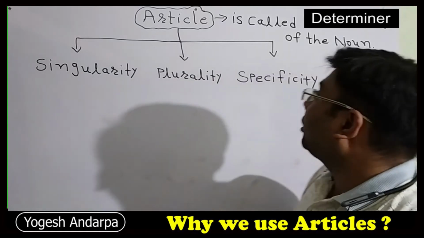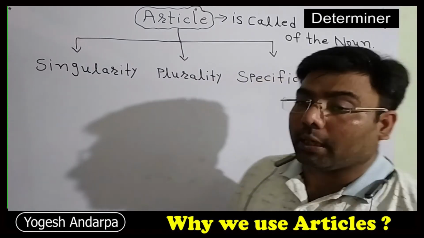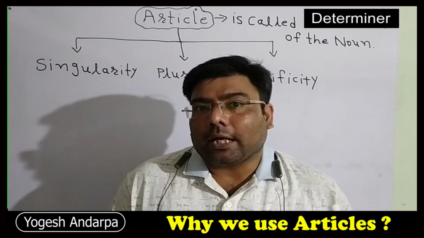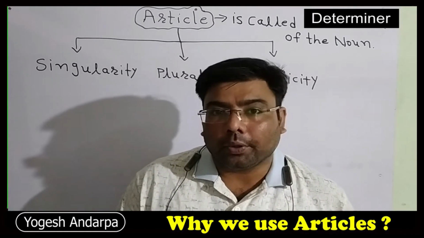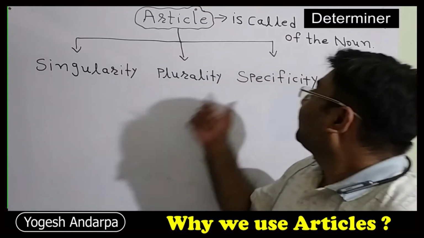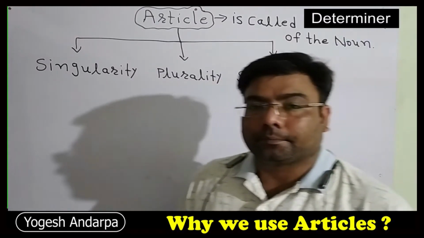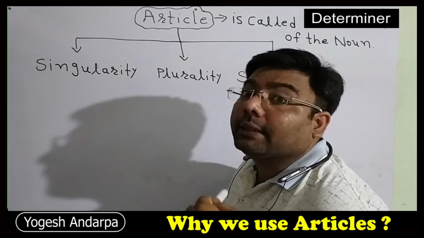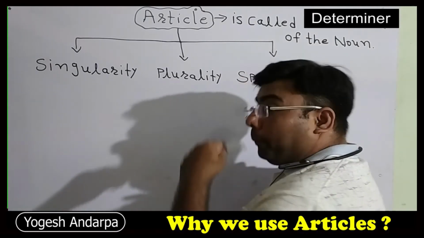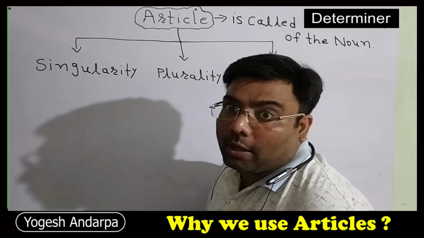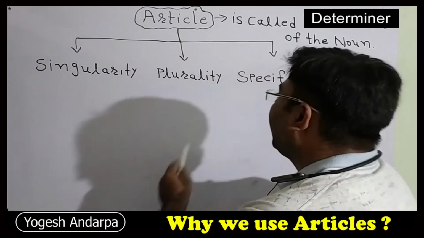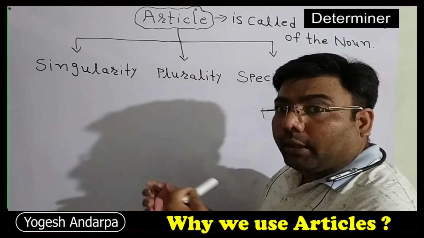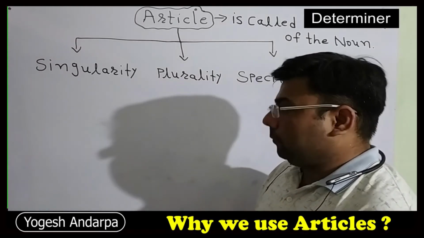Articles are called determiners of the noun. They determine whether the noun is singular or plural, or specificity. Singularity means the noun is singular. Plurality means the noun is plural. And specificity means we are talking about the specific noun.